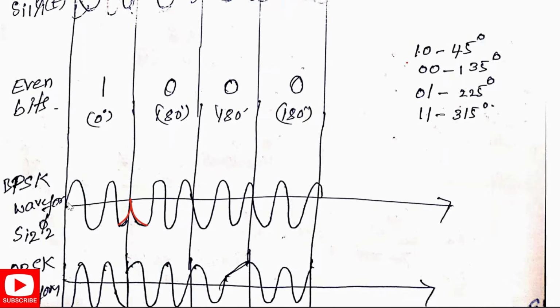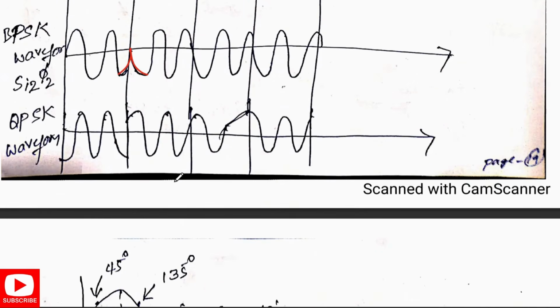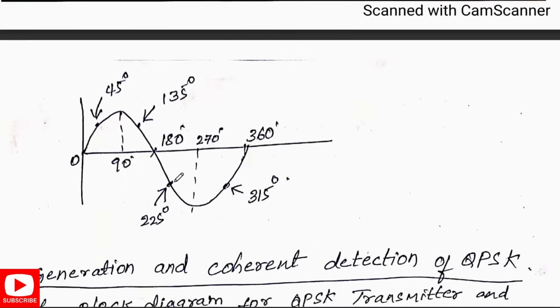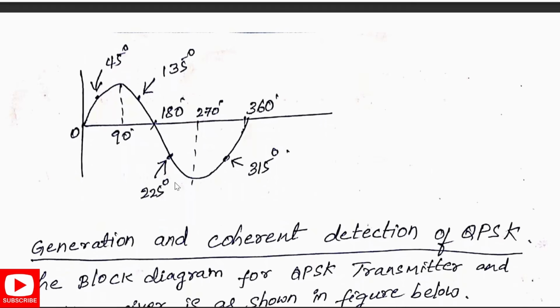So for the 1, 0, it is 45 degree. For 0, 0, it's 135 degree. For 0, 1, it is 225. And for the 1, 1, it is 135. So we will write the QPSK waveform based on those two BPSK. So this is how, as I said, 45, 135. This one is 225. This is 315.